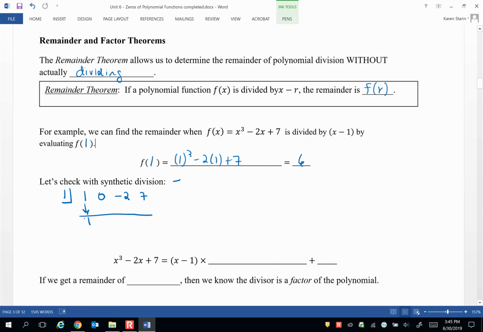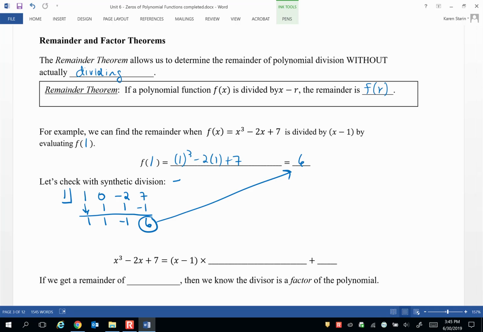Multiply and add. So 1 times 1 is 1, 0 plus 1 is 1. 1 times 1 is still 1. Negative 2 plus 1 is negative 1. Negative 1 times 1 is negative 1, and 7 minus 1 is 6. 6 is the remainder, as the remainder theorem already told us.